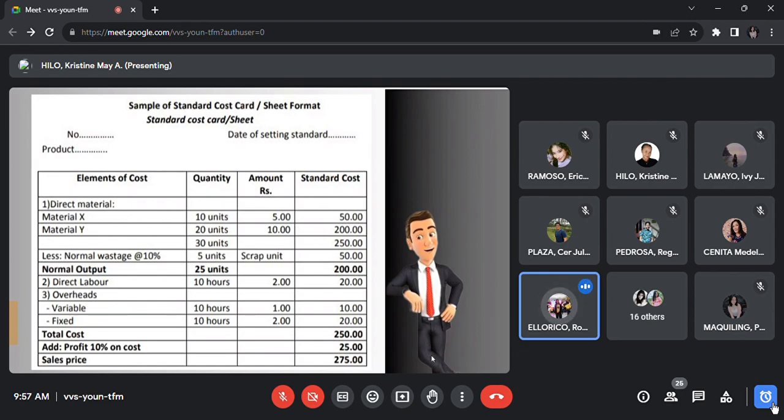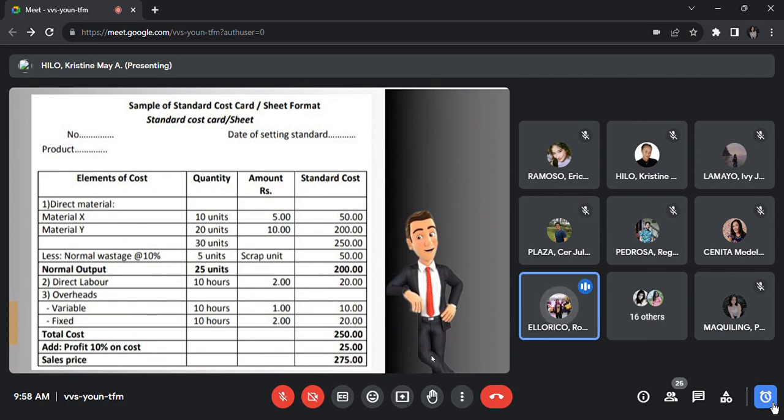Dito sa less normal wastage na 10%, the 5 units, nakuha ang 50 pesos. Gi-kuha ang 10% i-times sa 5 units, then 5 i-times sa 100 para makuha ang 50 pesos. Sa normal output na 25 units, nakuha ang 25 units because gi-subtract ang 30 units sa 5 units. Sa standard cost gi-subtract ang 250 sa 50 naman na 200.